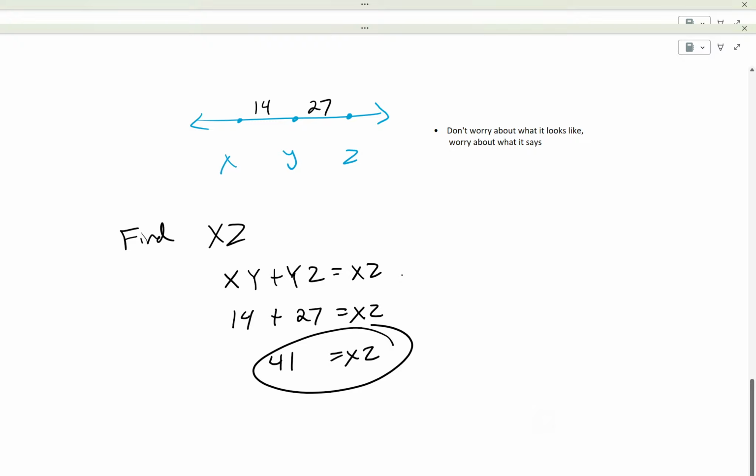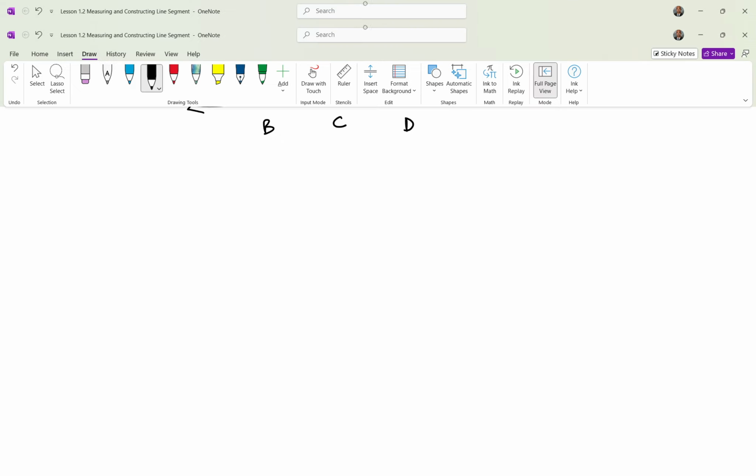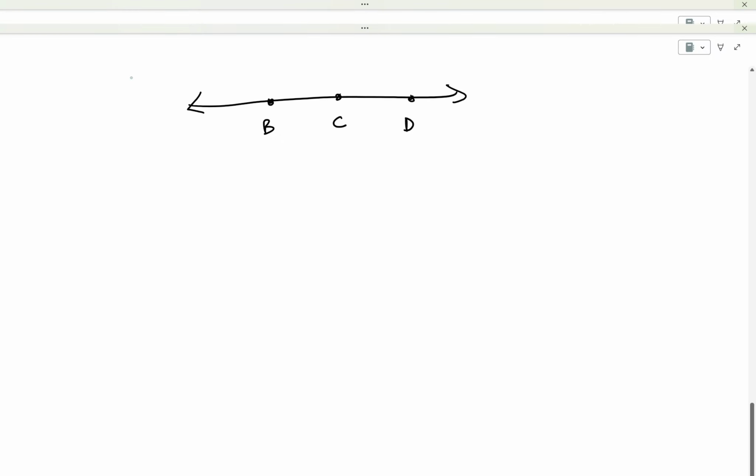So, let's get to our next problem here, where we have B, C, D. And we have to remember what I said earlier. There is no segment subtraction. So this entire thing, BD, is equal to 25. And we have BC, which is equal to 19. And we need to find CD.